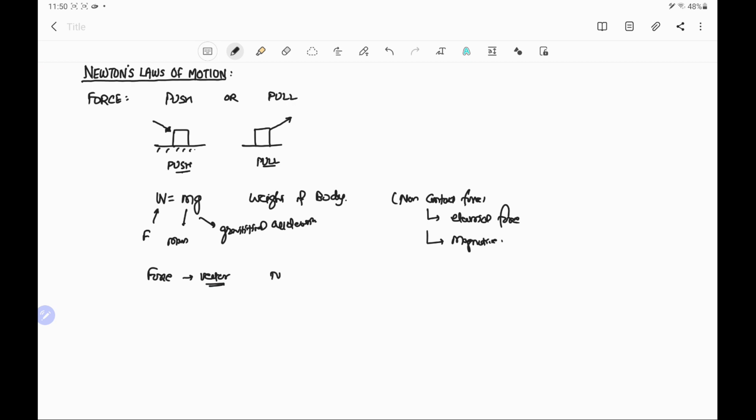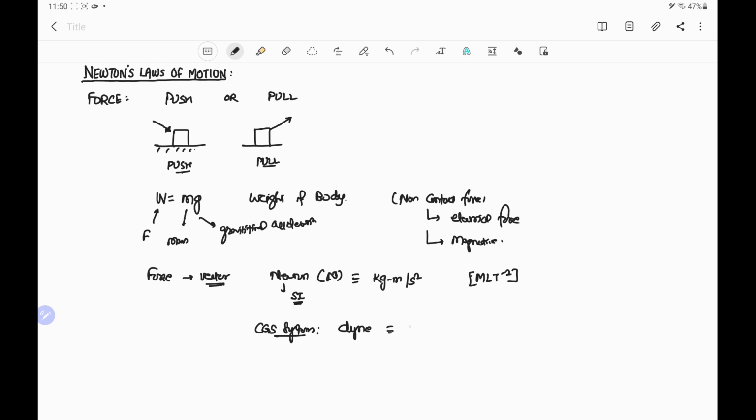And its unit is Newton. In short, we write it as N. It means kilogram meter per second square. And in dimensional terms, we write it as MLT to the power minus 2. This Newton is the unit in the SI system. In the CGS system, we can say that the unit of force is dyne.